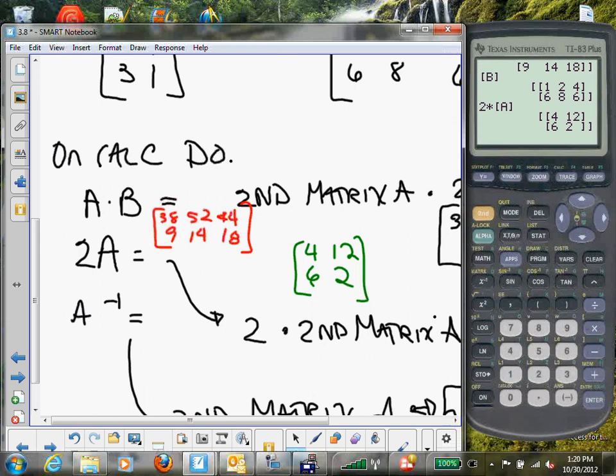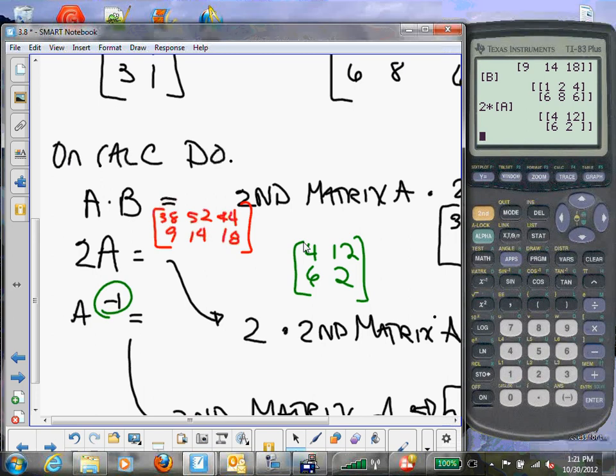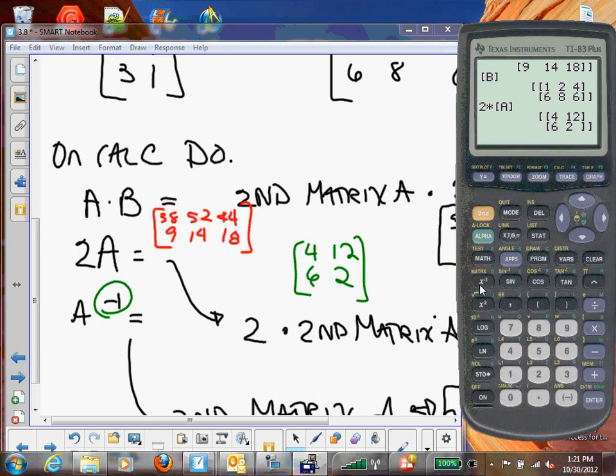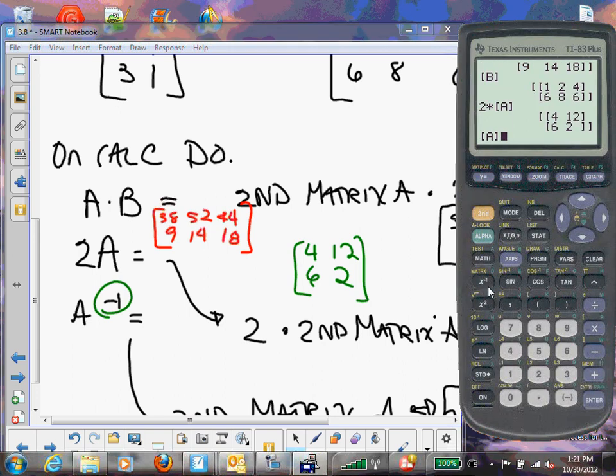What is this little symbol telling me to do? The inverse. That was kind of a pain, wasn't it? It was a real pain. You had to find the determinant, then you had to do 1 over the determinant, then you had to multiply it. Well, guess what? All you have to do is go second. Which one do we want to find the inverse of? A. So call it up and see that little x to the negative 1 button? That's going to tell it to do the inverse. Hit enter.